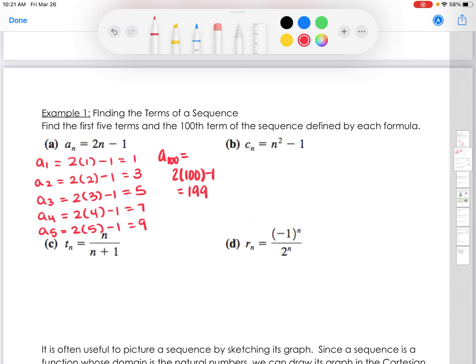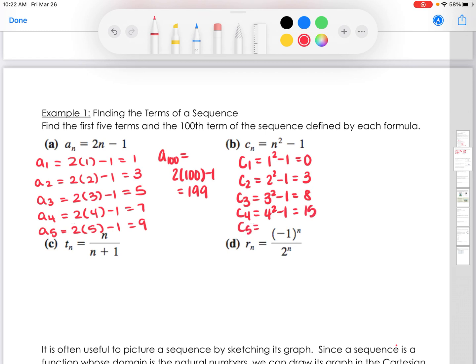So C, A, doesn't matter what the letter is. To find C sub 1, we're going to do 1 squared minus 1, so that gives us 0. C sub 2, that's 2 squared minus 1, 4 minus 1. C sub 3, so we're going to get 3 squared minus 1, and we're going to get 8. C sub 4, we're going to get 4 squared minus 1. That's going to give us 16 minus 1, so 15.